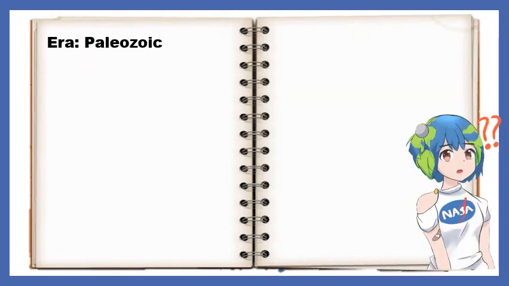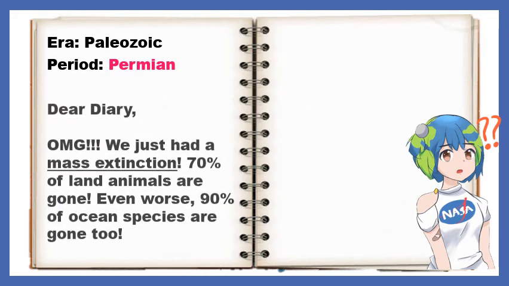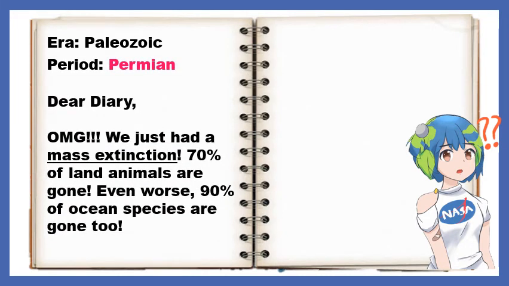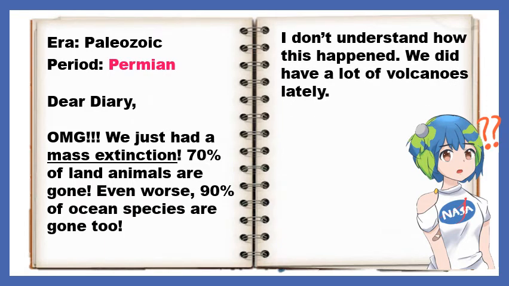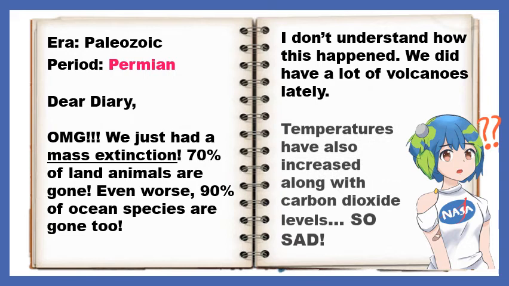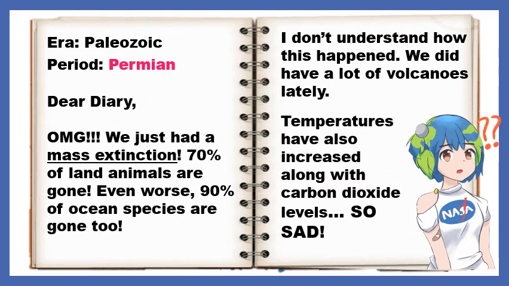Now we've got some drama in the Paleozoic. We are now in the period Permian. Dear Diary, oh my God, we just had a mass extinction. 70% of land animals are gone. Even worse, 90% of ocean species are gone too. Oh boy, I don't understand how this happened. We did have a lot of volcanoes lately. Temperatures have also increased along with carbon dioxide levels.